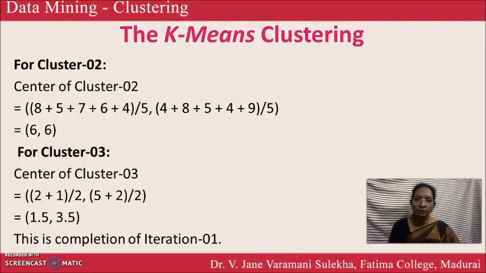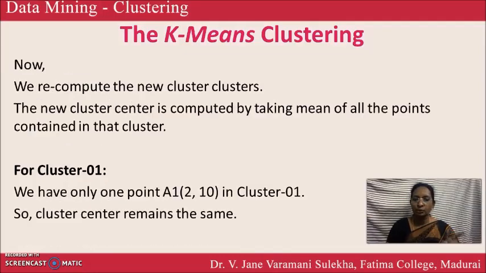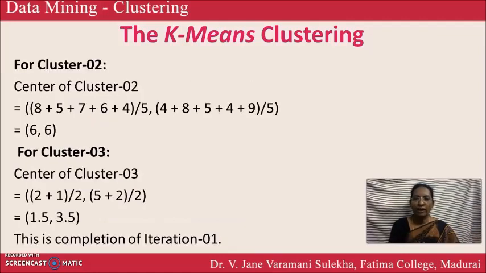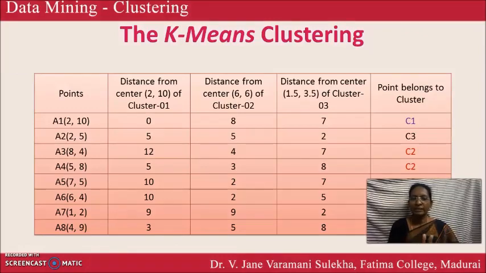Now, what you have to do is, again we are going to calculate the distance between each point. That is, now the cluster center for the first cluster is 2, 10. So you have to find the distance between this point 2, 10 to A1, 2, 10 to A2, 2, 10 to A3 likewise. You have to find the mean value of cluster 2 and find the distance between 6, 6 to A1, 6, 6 to A2 likewise. So you will get another table with the distances.